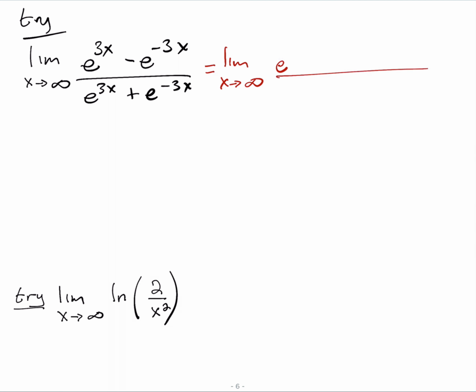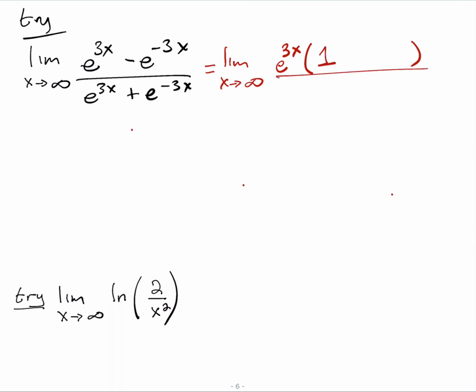Okay, so what can we do? Well, why don't we try factoring e to the 3x? Now, a very important thing: if you try something, you have to make sure not to make an algebra mistake. This is crucial. All right, so if I factor out an e to the 3x, what would I have?